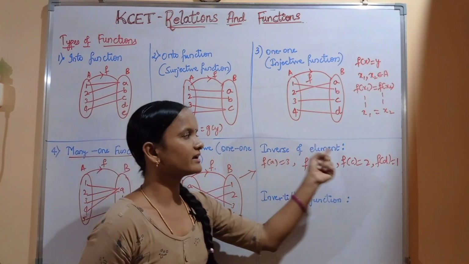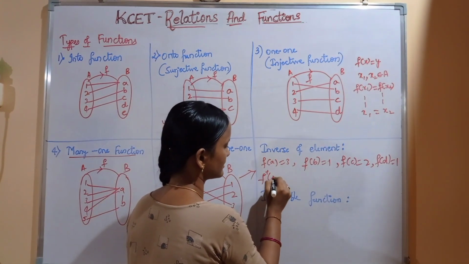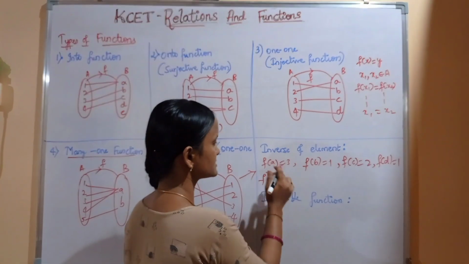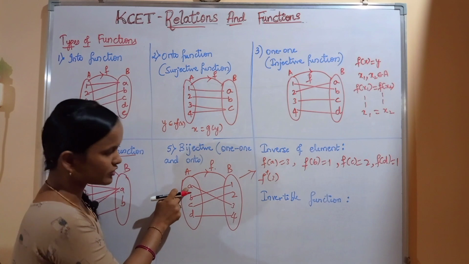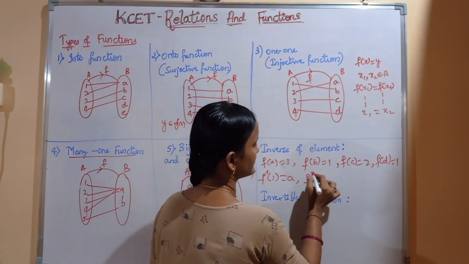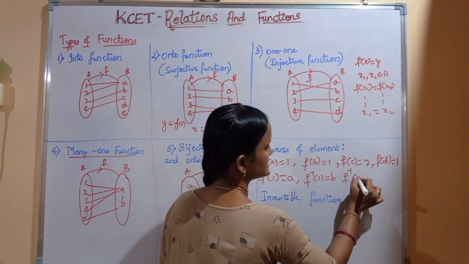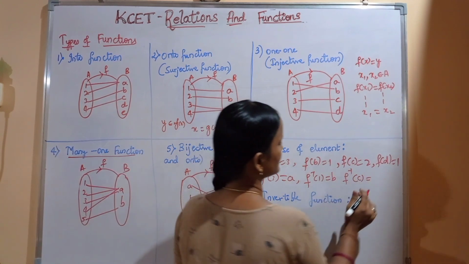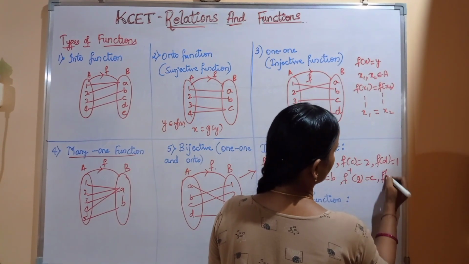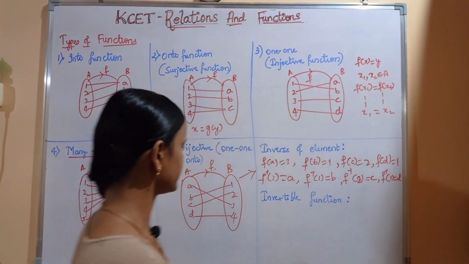In order to write the inverse of an element, what should you write? F inverse of 3. That is, the inverse of 3 is mapped from what element? A. So that is the answer. F inverse of 1 is B. F inverse of 2 is C. F inverse of 1 is D. So like this you should map.